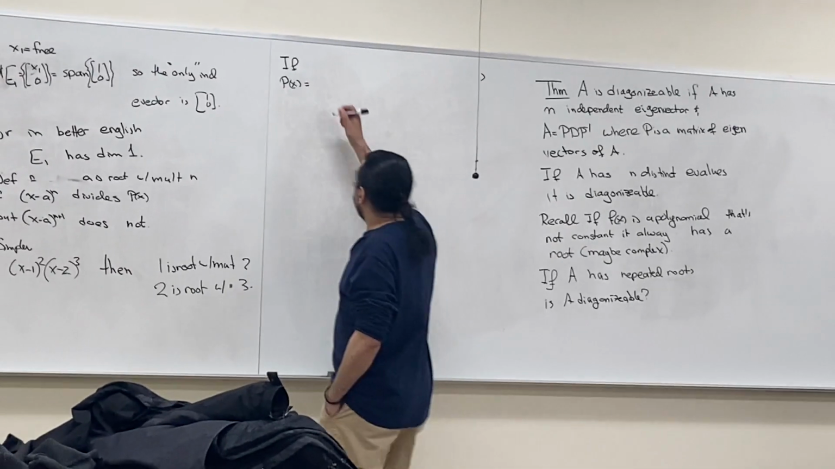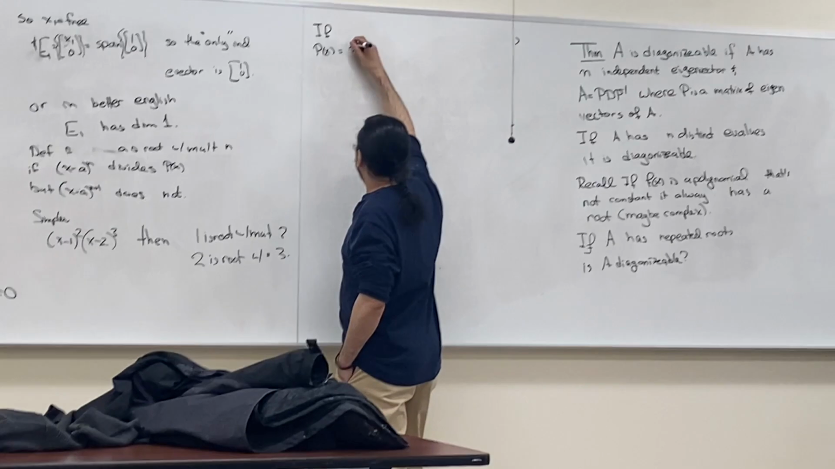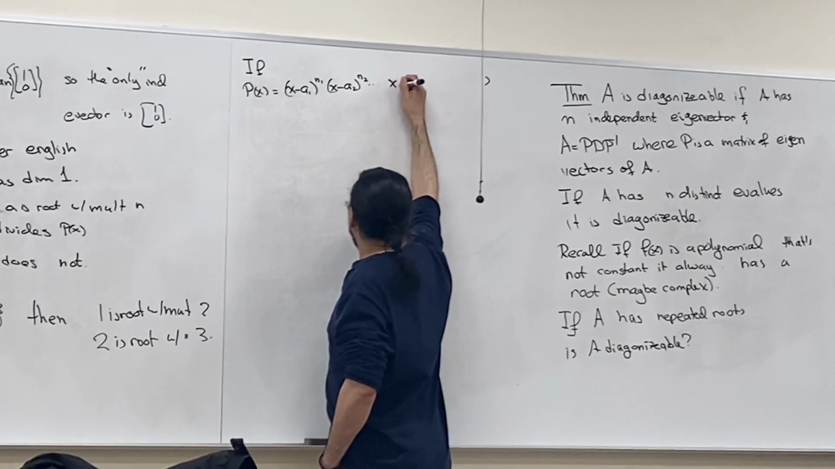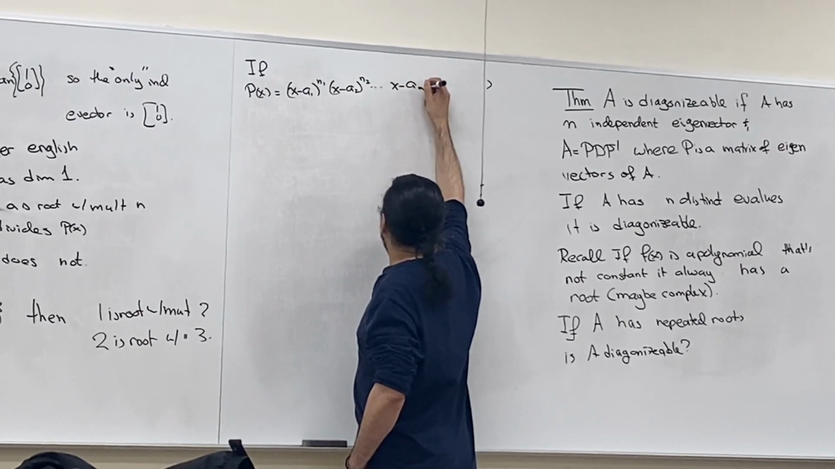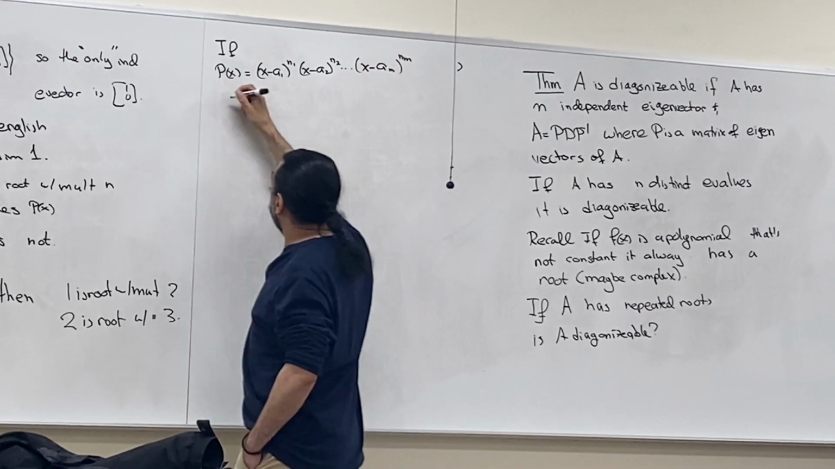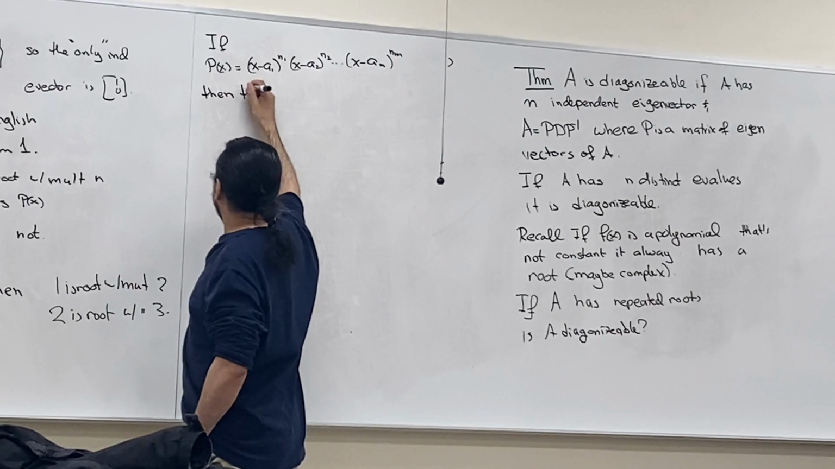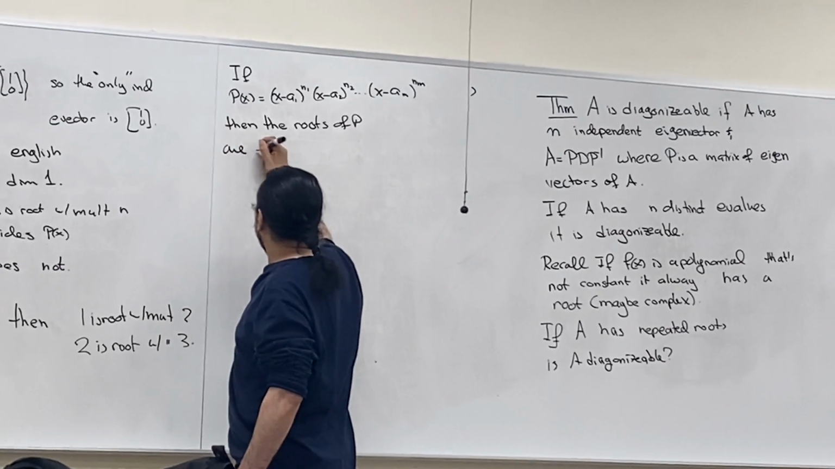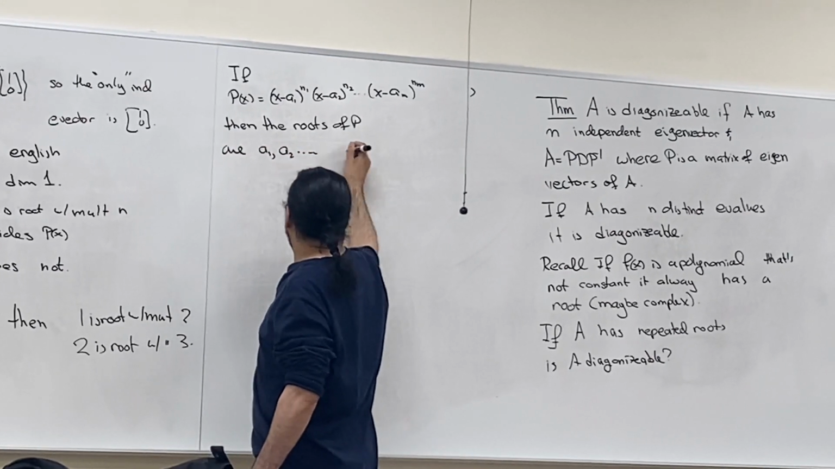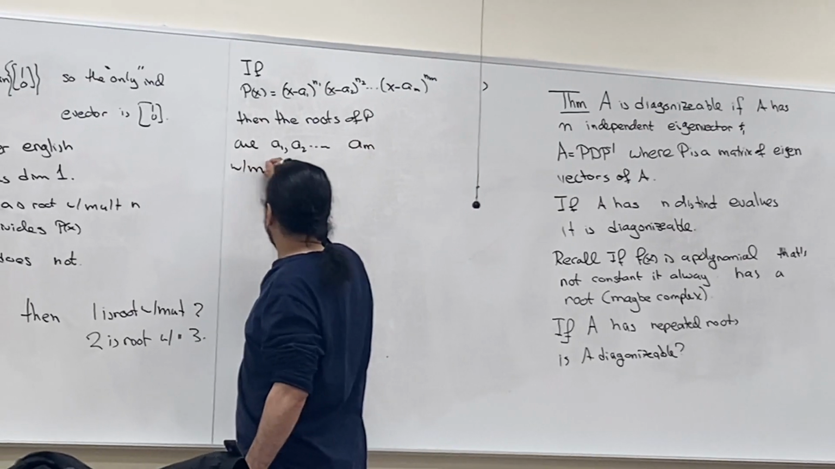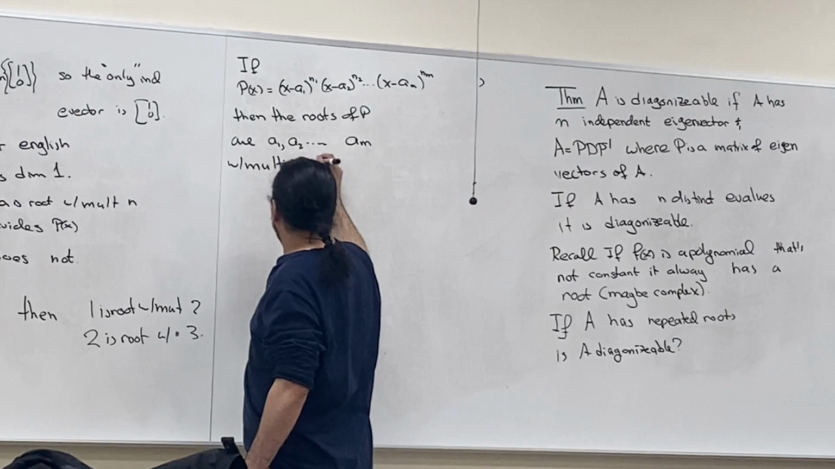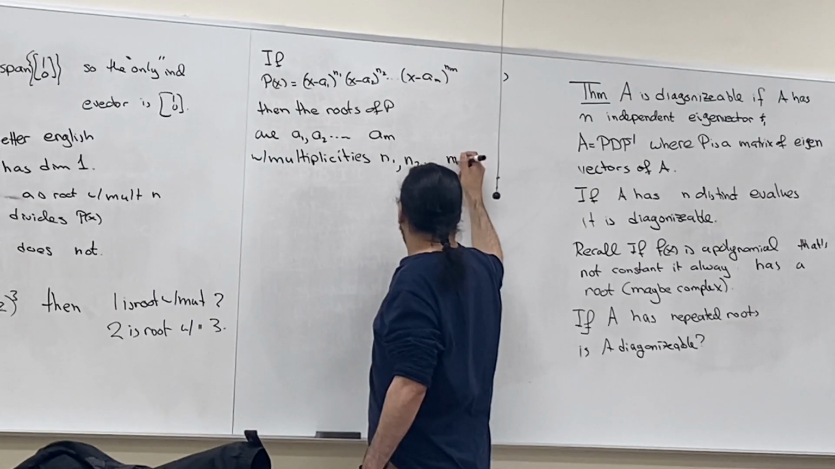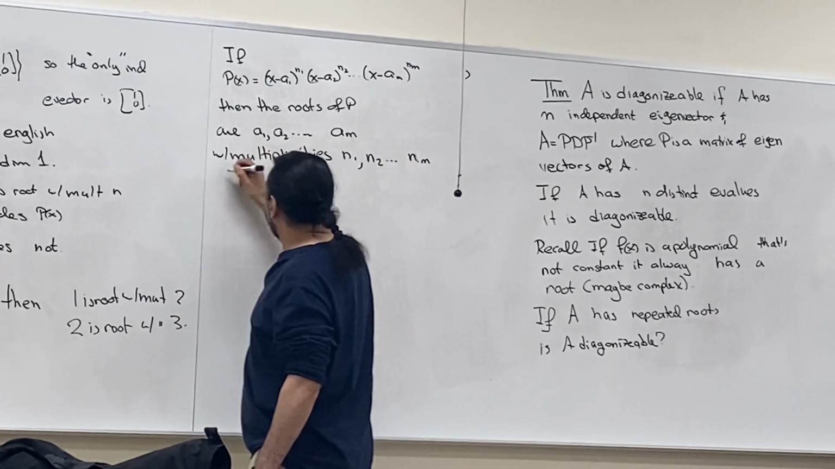Maybe easier if you could say, if p is equal to (x - a1) to the n1 times (x - a2) to the n2, up to (x - am) to the nm, then the roots of p are a1, a2, up to am, with multiplicities n1, n2, up to nm, respectively.